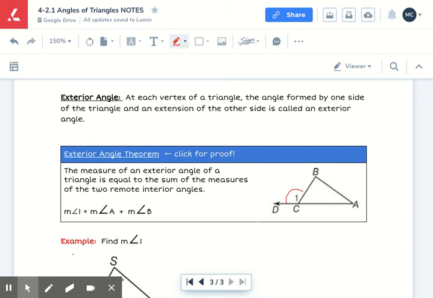The measure of an exterior angle of a triangle is equal to the sum of the measures of the two remote interior angles. So that would be the two angles that are not next to that exterior angle, not adjacent to it. Okay, so in symbols, this one goes, measure of angle 1 is equal to measure of angle A plus measure of angle B. So this exterior angle is equal to the sum of these two angles that are not adjacent to it.